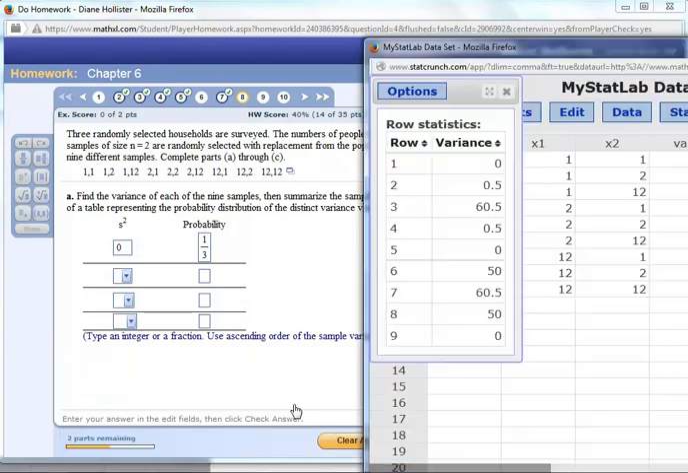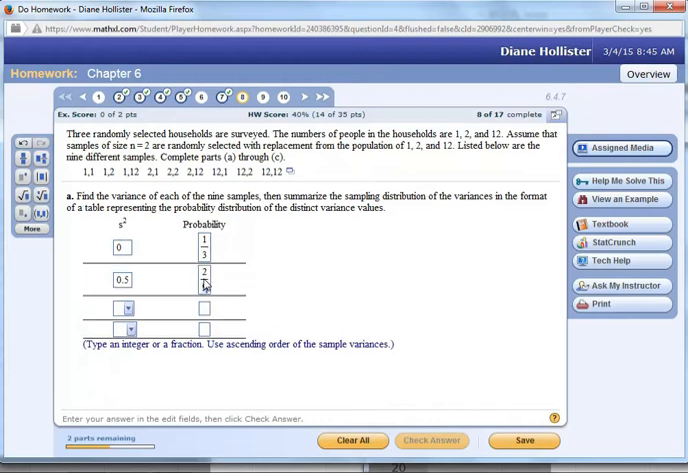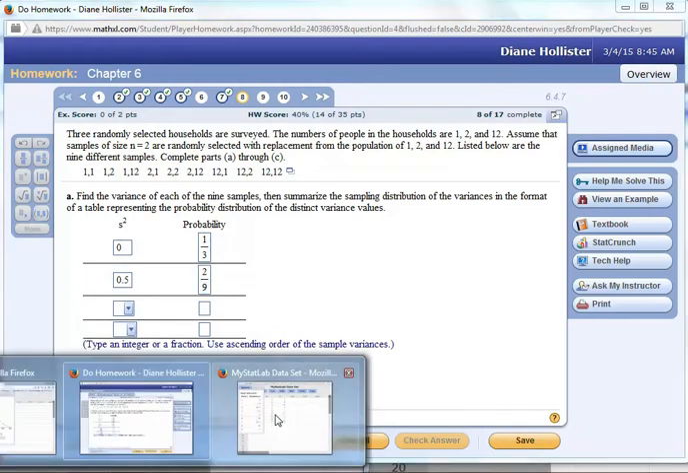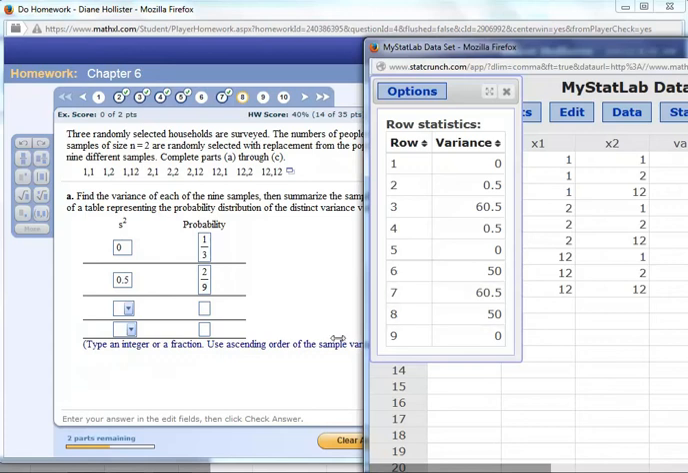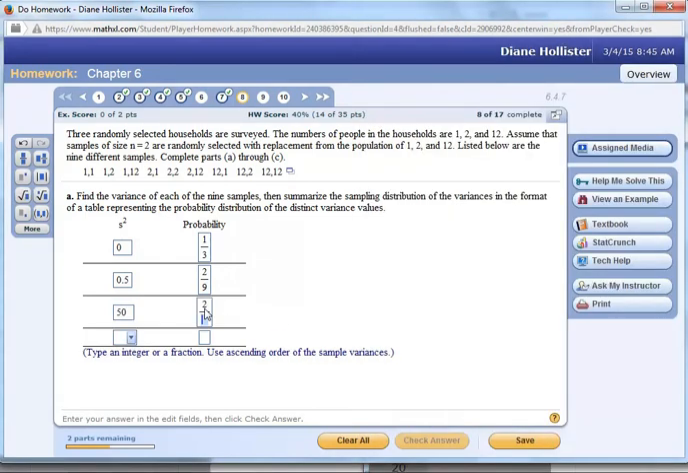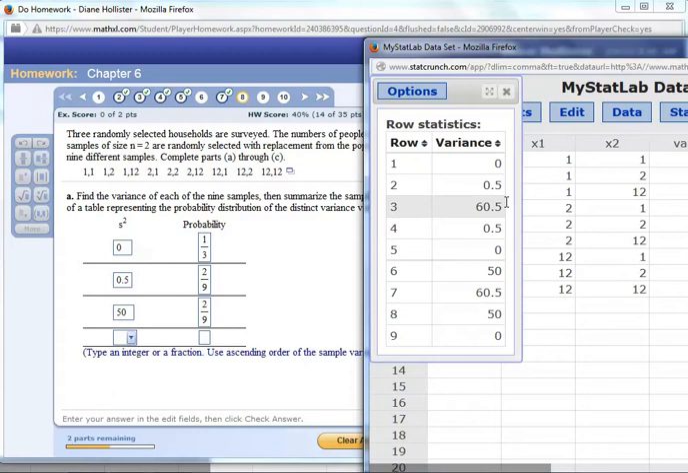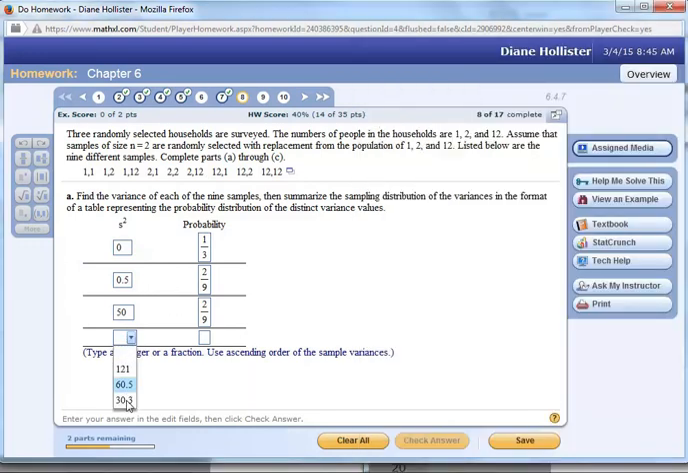The next option would be, let's see, 0.5, and I have 2 of them. So I'm going to say that's 2 out of 9. Be sure to reduce these if it's possible. The next one we have here is 50. So again, maybe 2 out of 9. And the last one we would have here is 60.5. And that's 2 out of 9.